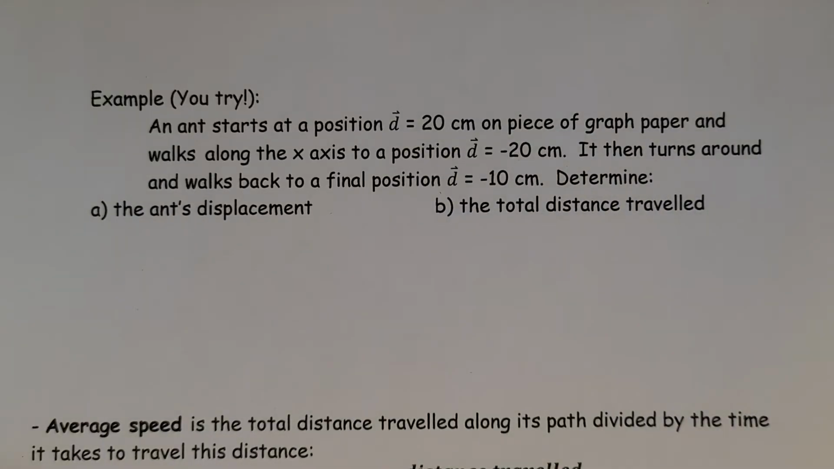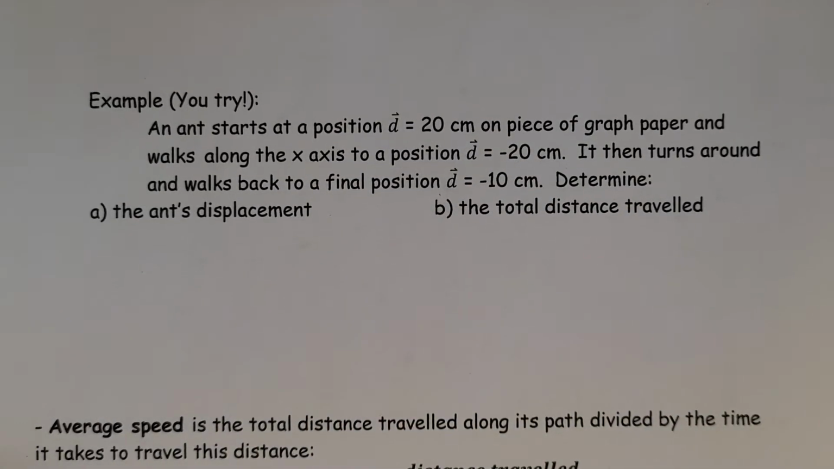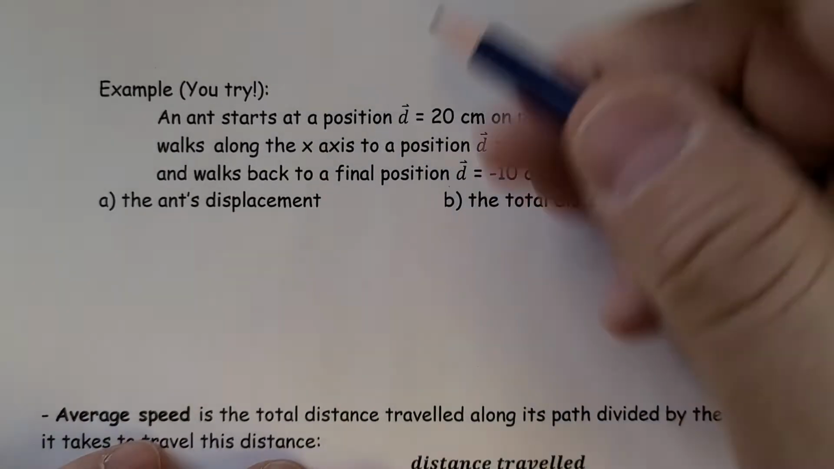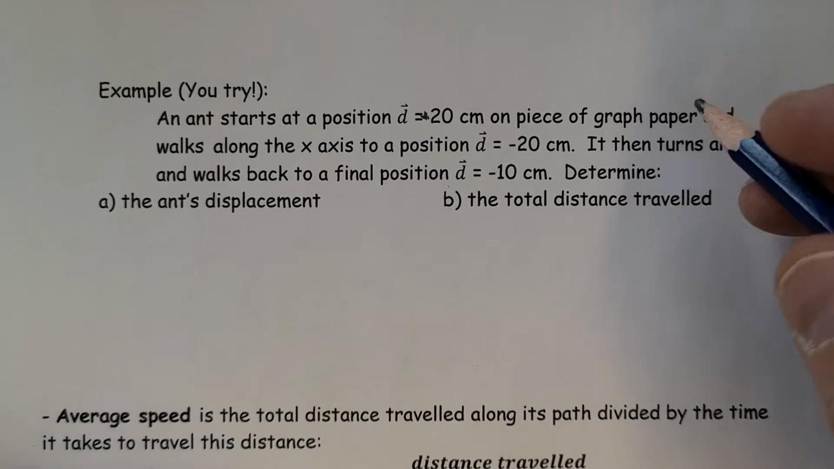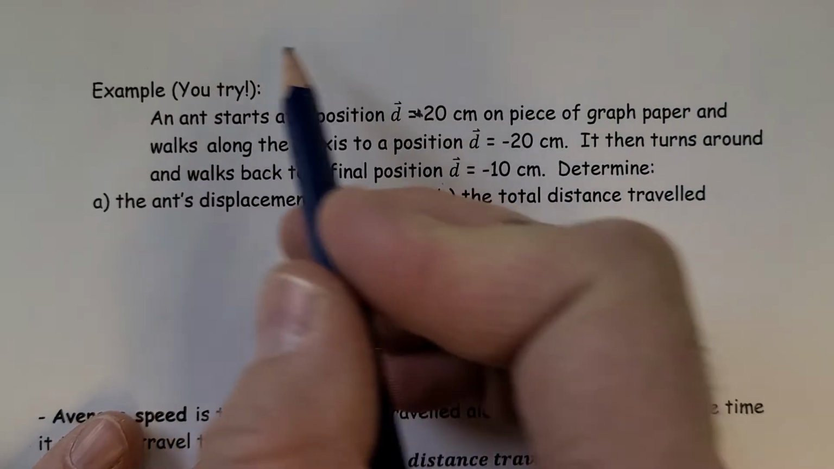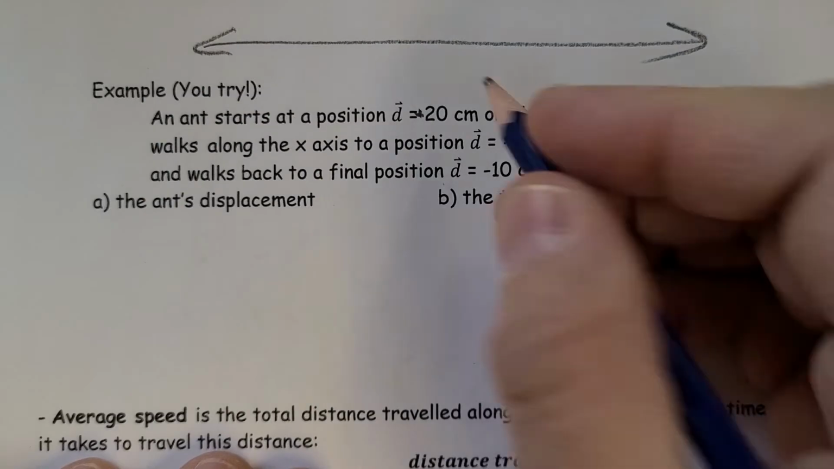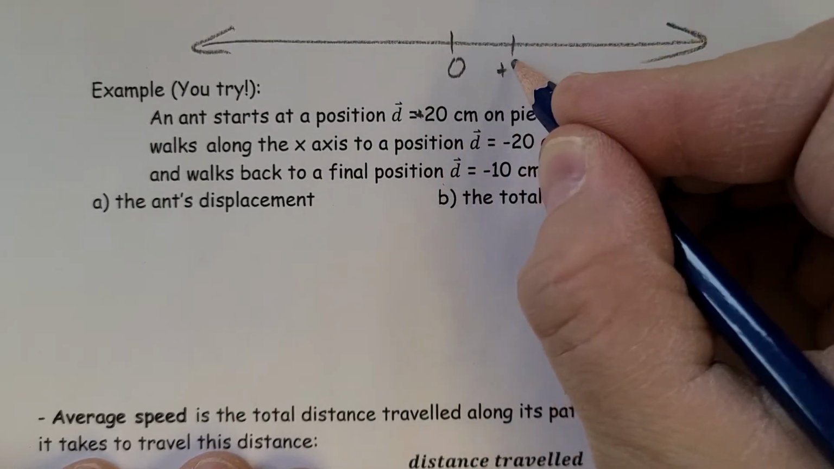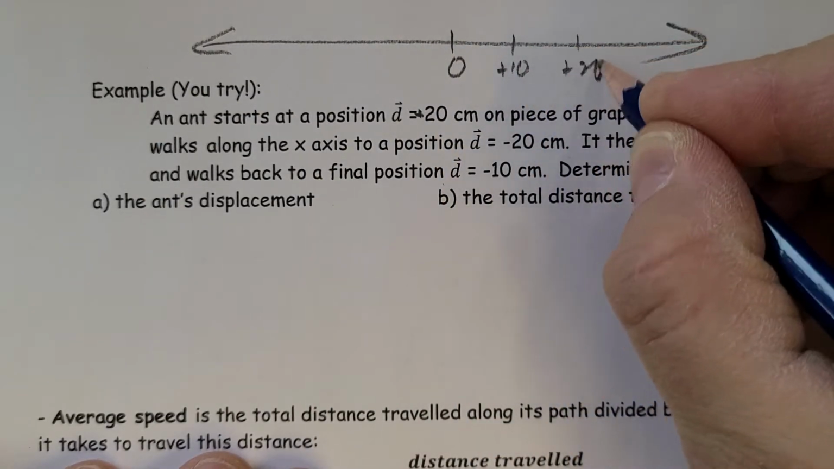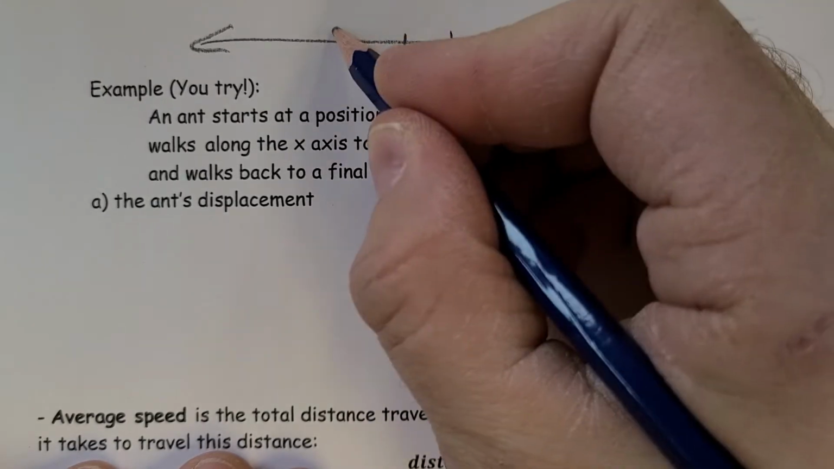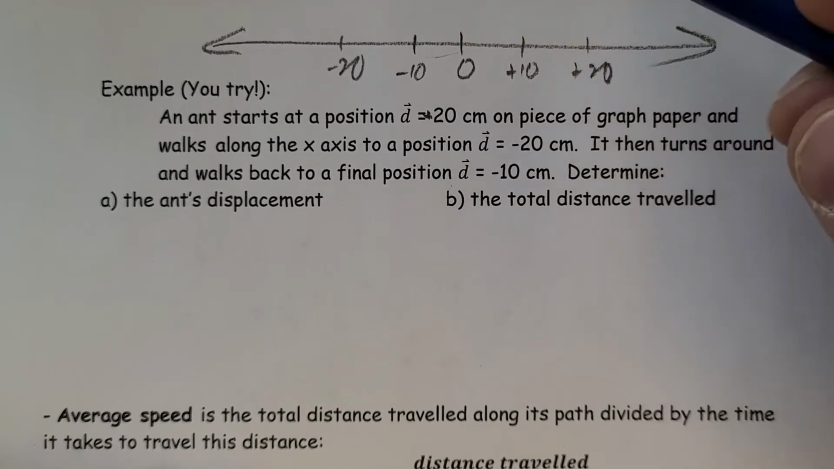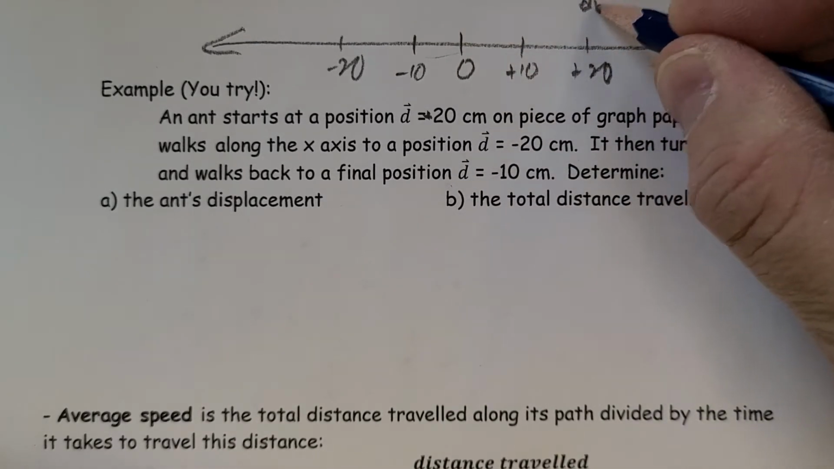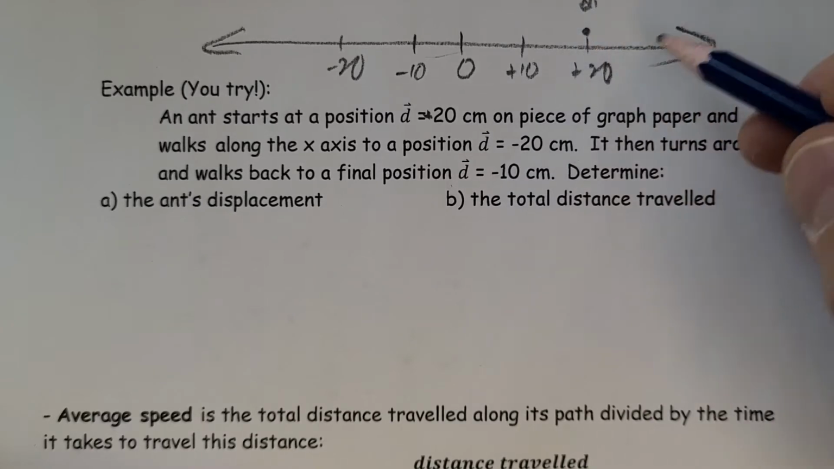So if we look at this page, there's one that we can try. An ant starts at a position of 20 centimeters on a piece of paper. That should technically have a positive there, so I'm just going to get you to insert a positive there. It turns around, goes to the negative 20-meter position. Well, we can imagine this on a number line. So 0, plus 10, plus 20, and then we have a negative 10 and a negative 20 position. I didn't do a good job in making them equally spaced, but that's all right. So we started here. So we could say D1, my position was at the plus 20.